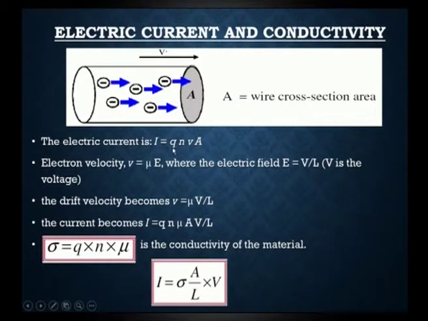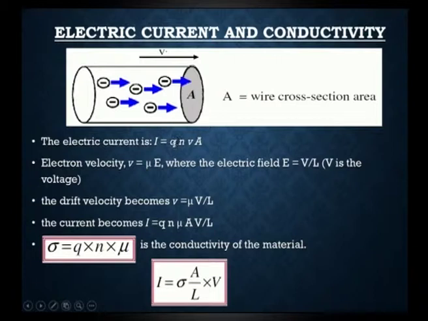Here Q and E are both the same, that is the electric charge, equal to 1.6 × 10^-19 coulombs. So whenever Q or E is mentioned, it is the same electric charge. The current is given by I = QNVA, where N is the number of electrons, V is the velocity, and A is the wire cross-section area.